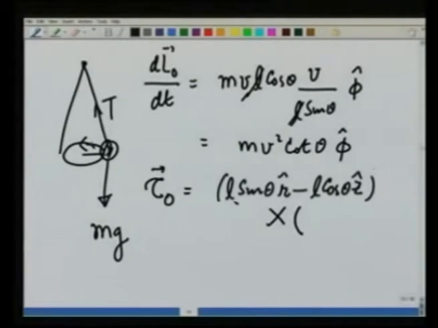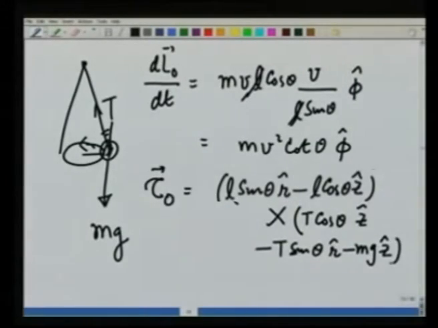Tension T has a component, since this angle is theta, T cosine theta in the z direction, minus T sine theta in the r direction, and I have a minus mg in the z direction. You calculate all this and you are going to get r cross z. R cross z gives you minus phi, and therefore, you get mg L sine theta in phi direction, and everything else drops out. You can work this out very easily.